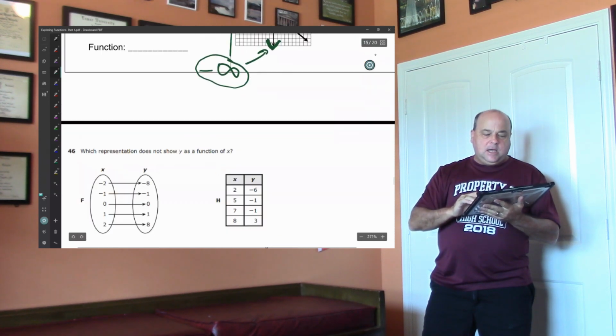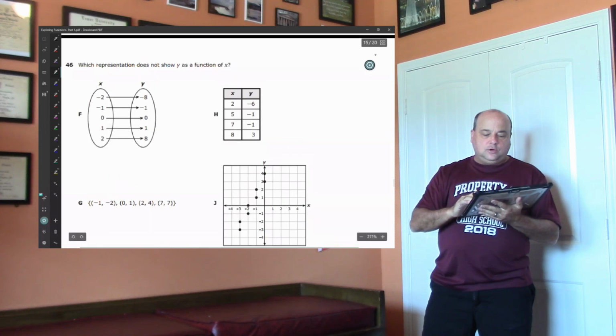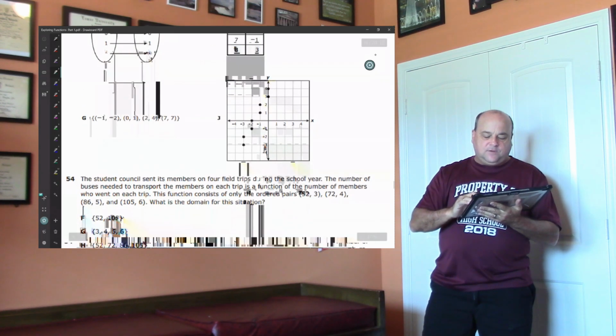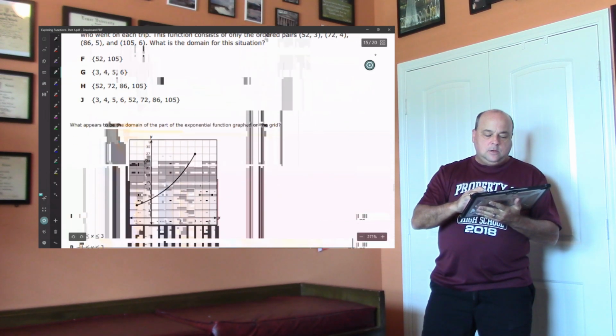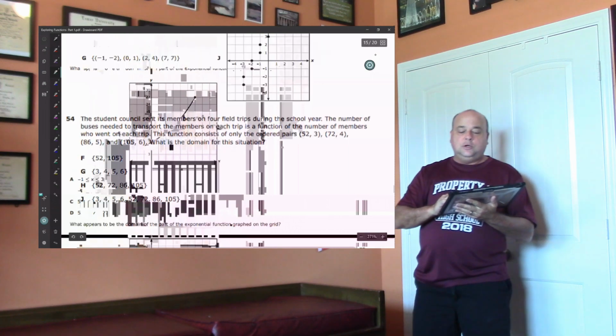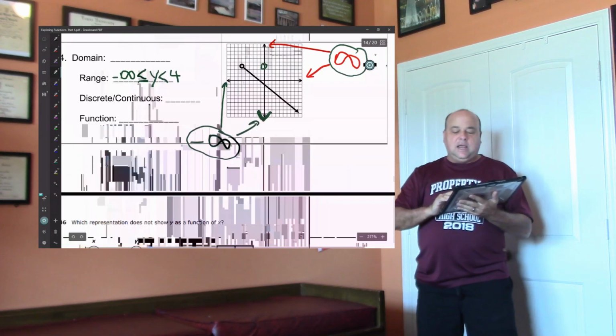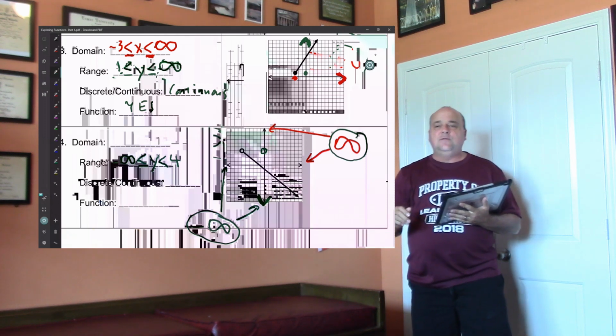And turn the page. You should be able to do these. This is just if they represent a function of x. Should be able to do this. What appears to be the domain, you should be able to do that. So this page you should be able to do on your own. The key on this is those infinity symbols, okay? We did not do that in the notes.